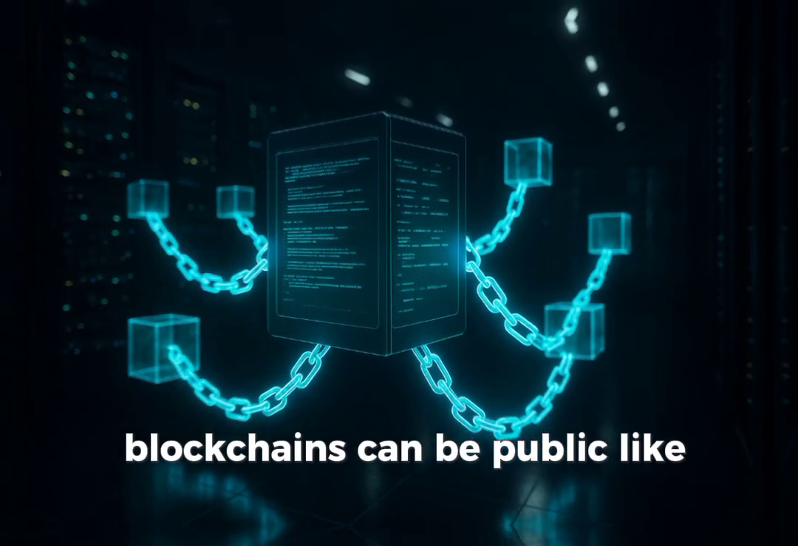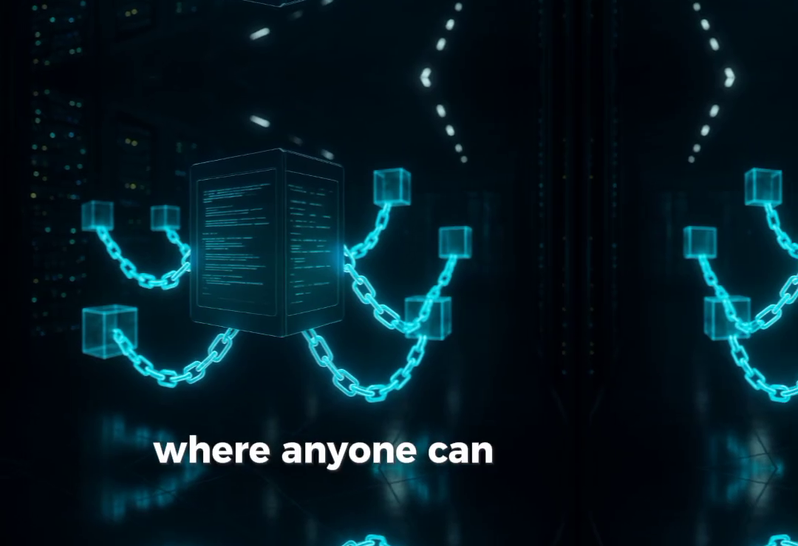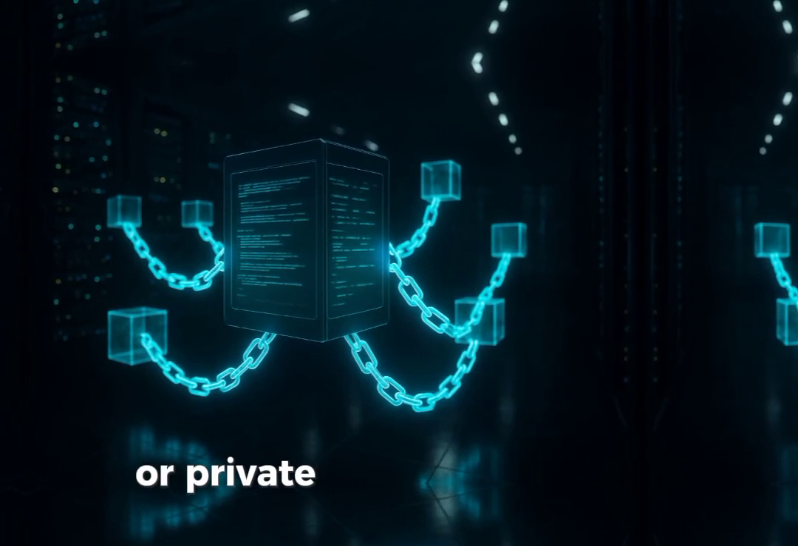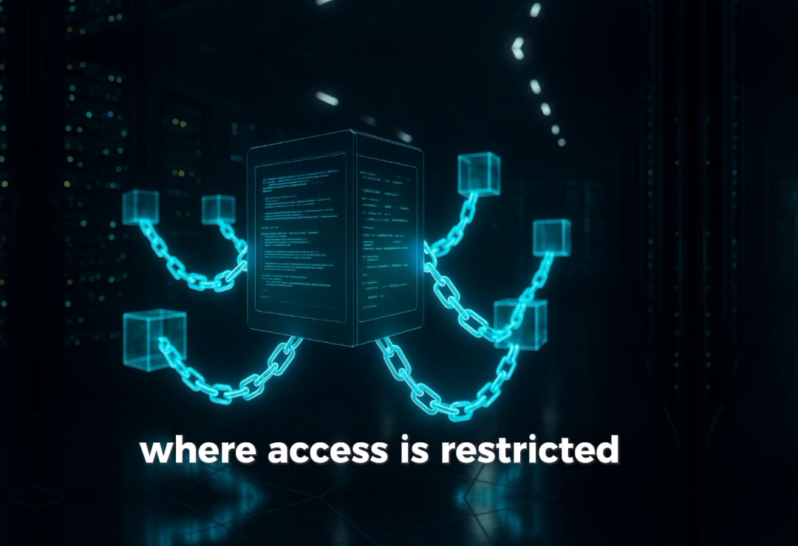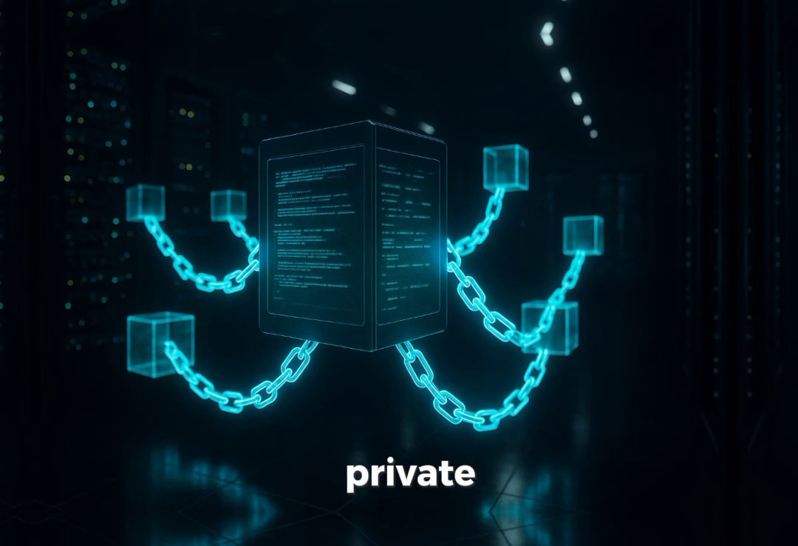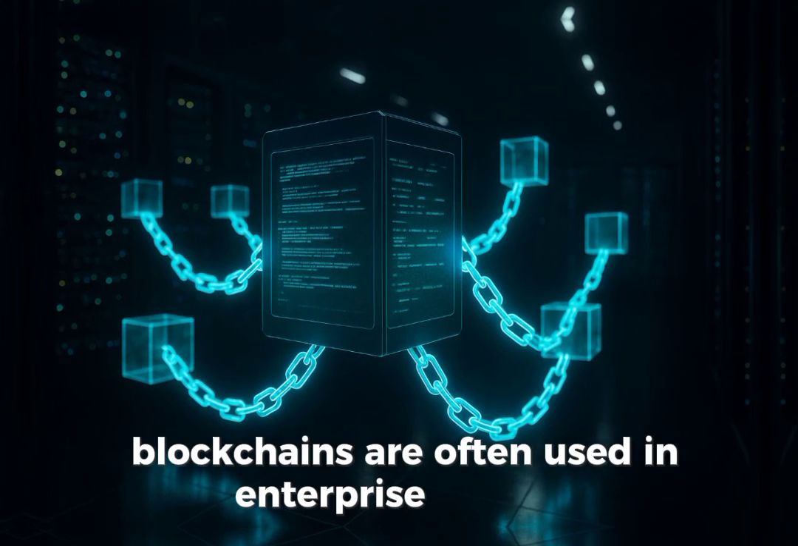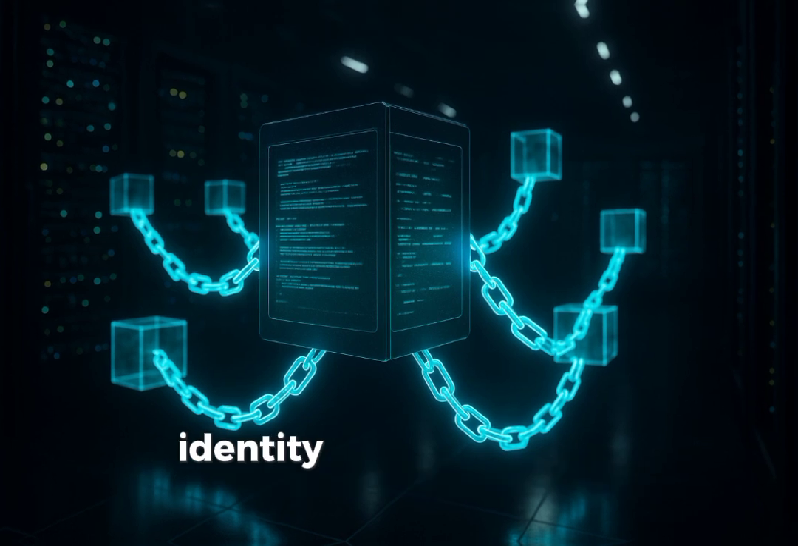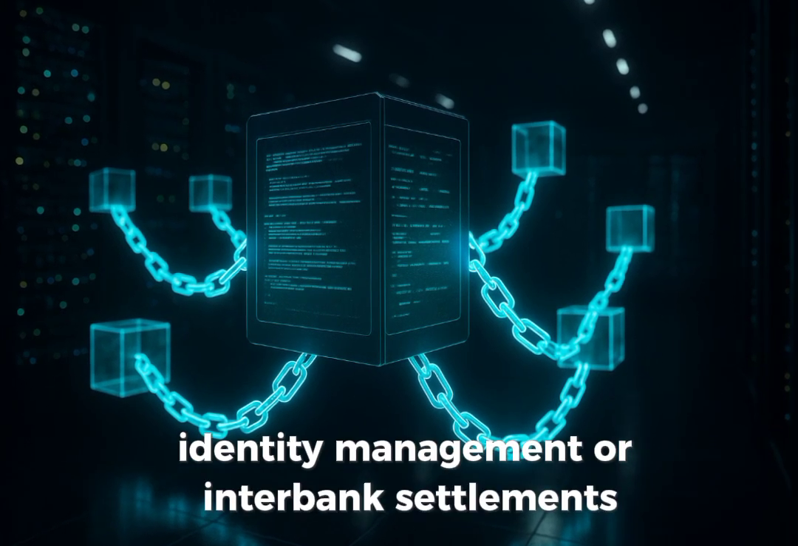Blockchains can be public, like Bitcoin or Ethereum, where anyone can join and participate, or private/permissioned, where access is restricted to specific participants. Private blockchains are often used in enterprise settings for supply chain tracking, identity management, or interbank settlements.